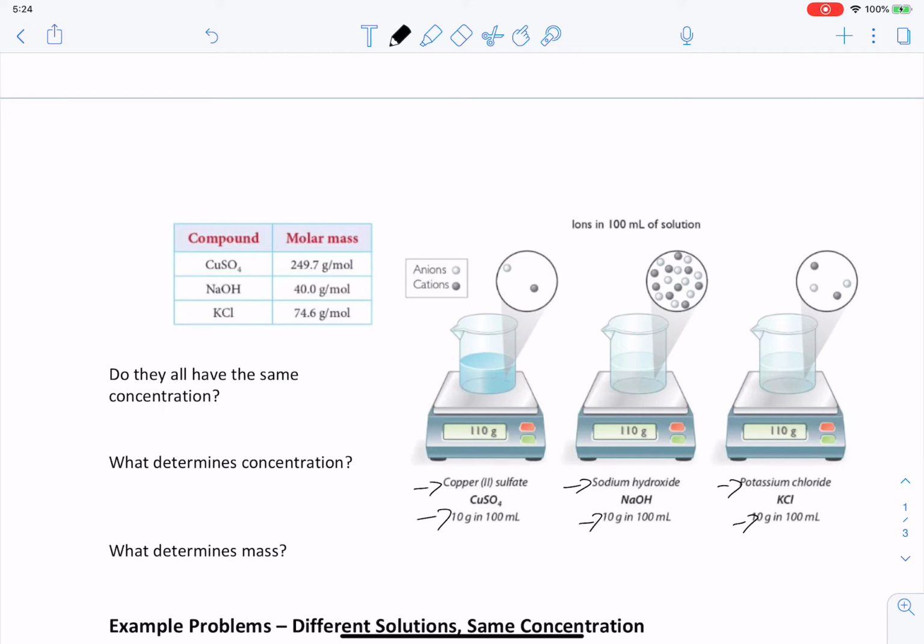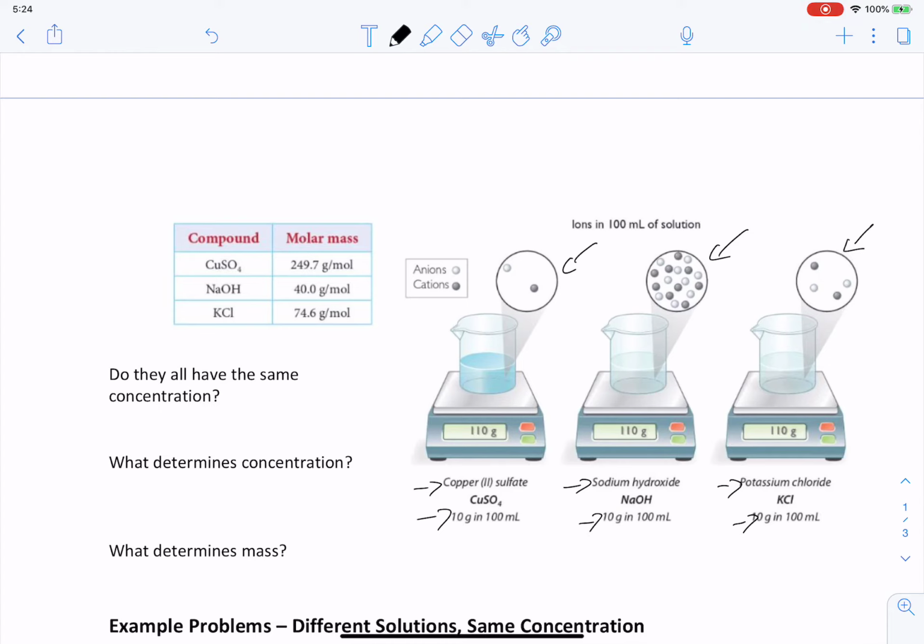So they all have the same approximate mass, but do they all have the same concentration? Well, let's take a look at a few things. One, let's take a look at the molecular diagrams of each one here, here, and here. And we can see that sodium hydroxide has a lot of molecules per liter of solution. Okay, so we'll explore why that is in a second.